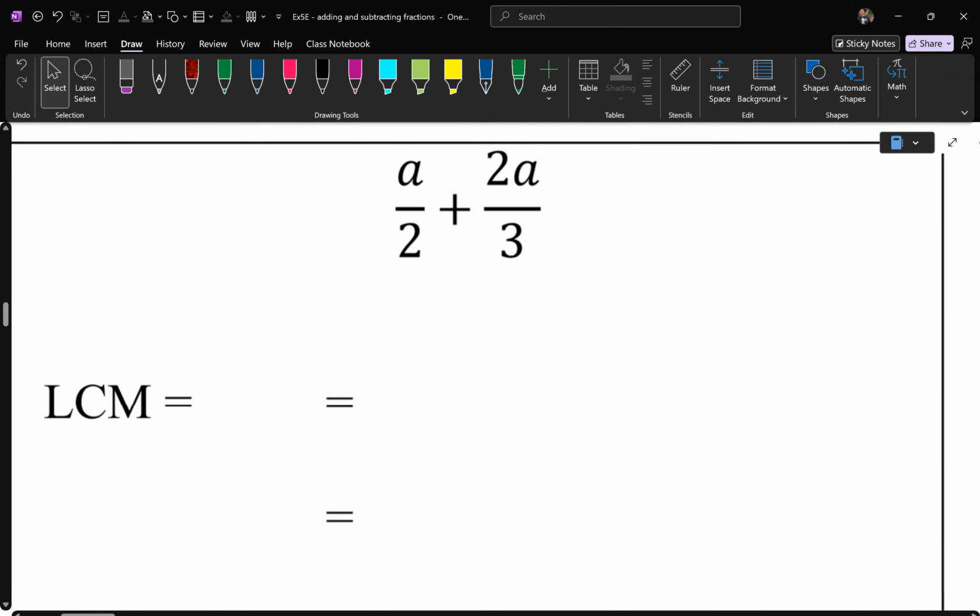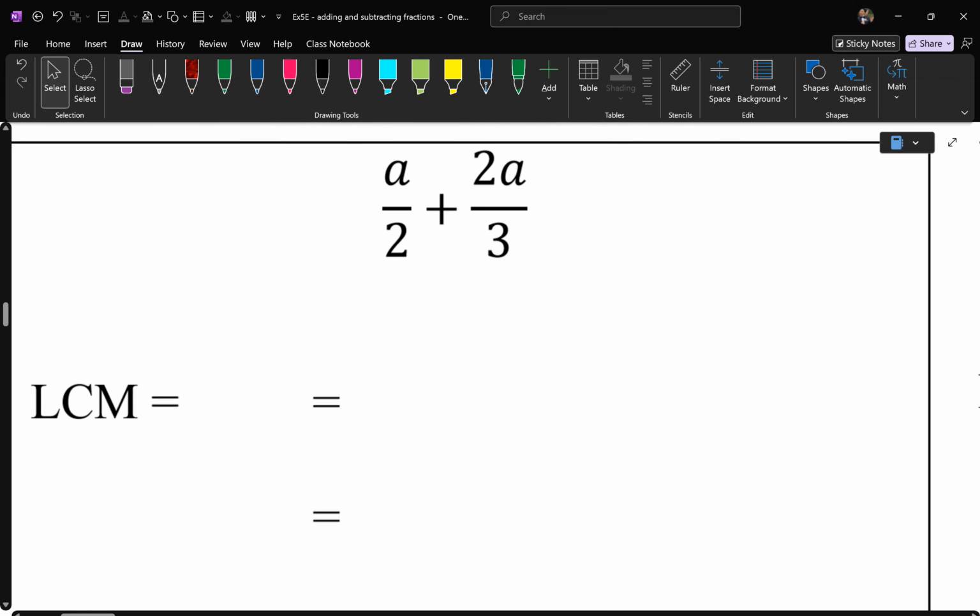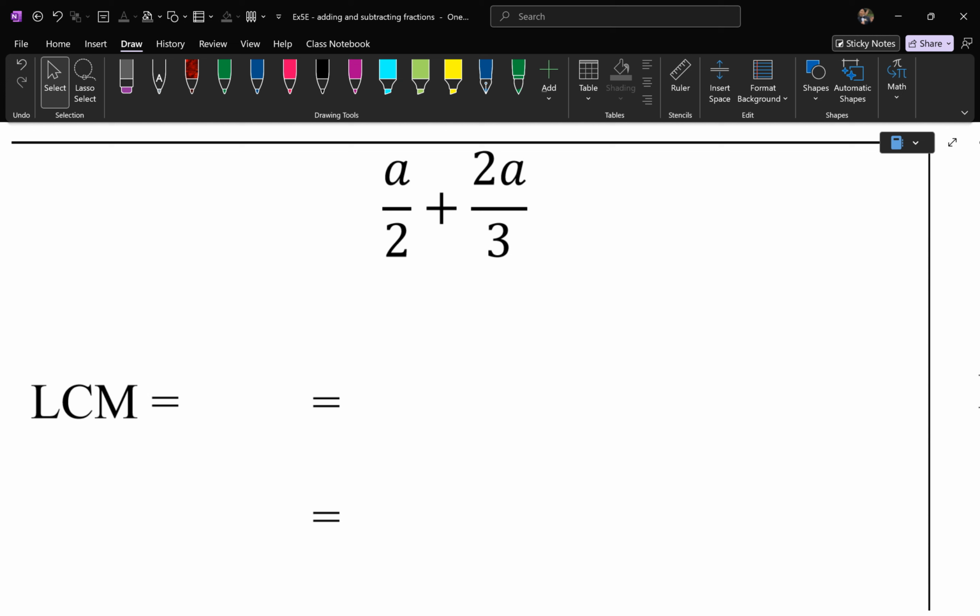Let's do this one. So you've got a over 2 plus 2a over 3. Now to add these fractions, what do you have to make sure again? Same denominator. It's the same problem. This is a 2, that's a 3. What's the lowest common multiple of 2 and 3? Let's go with Haushan. 6. But to get 6, what do I multiply the 2 by? 3. Whatever you do to the bottom, you do to the top.